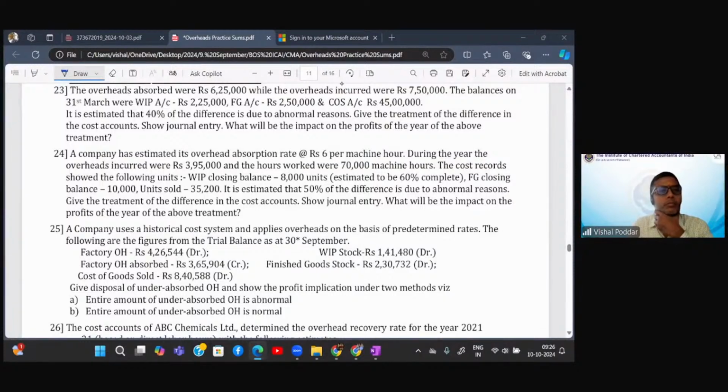So for getting those actuals, there would be a time lag, right, sir? So when would we calculate under and over absorption? Correct, beta. We calculate under and over absorption once we get the actuals, when we are closing our books. Now, when do we close the books of our business, beta?